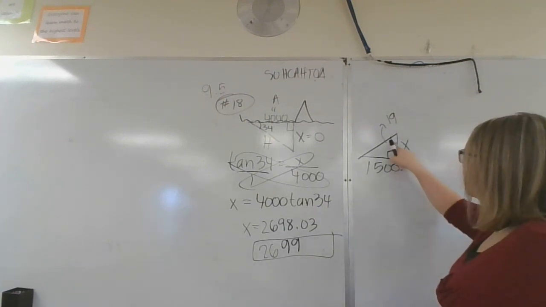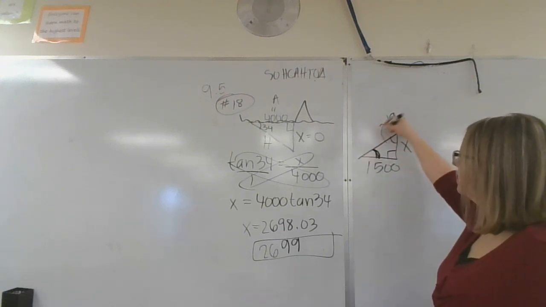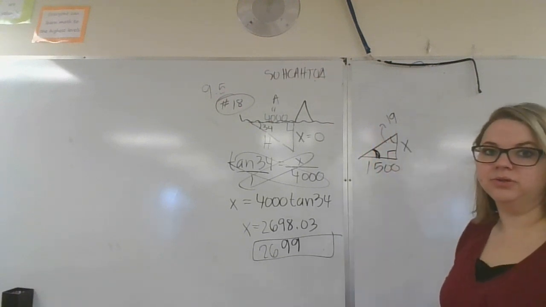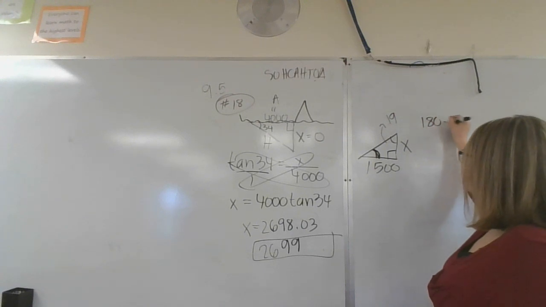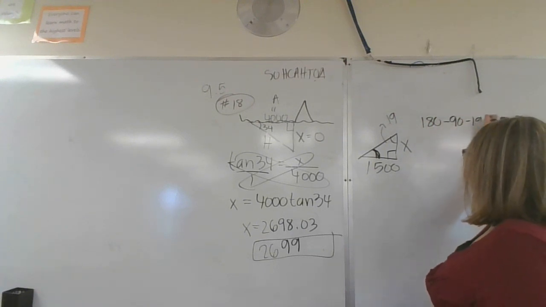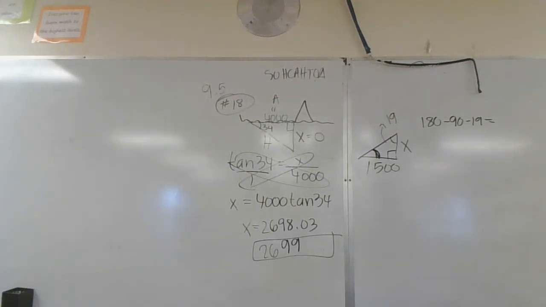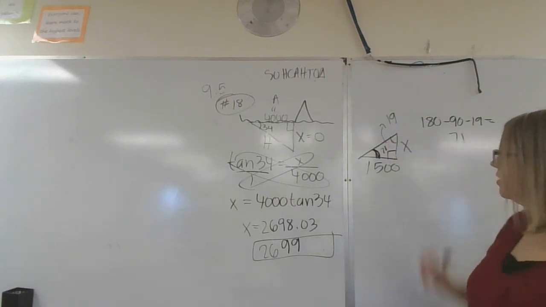So we don't want this angle. We want this angle down here. This is the angle the submarine is going to start turning up and heading up. How do we find that angle? Well, a triangle equals 180. 180 minus 90 minus 19 is going to give me that last angle. So I'm going to put that in my calculator. 71. Okay, so I know this angle here is 71.